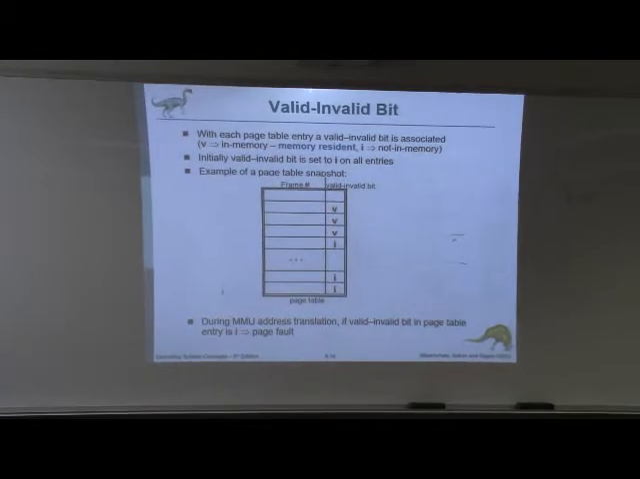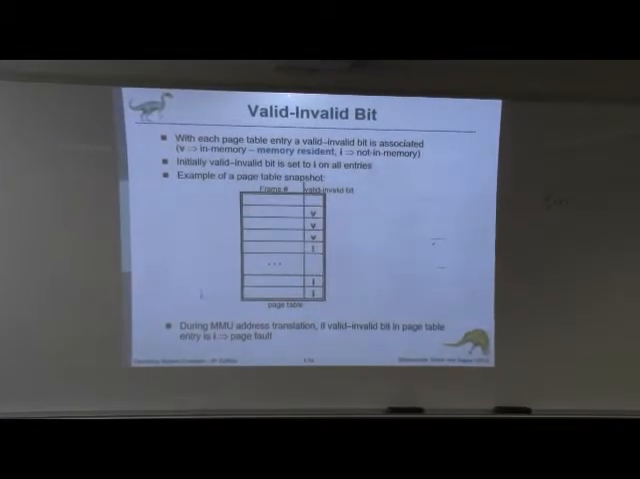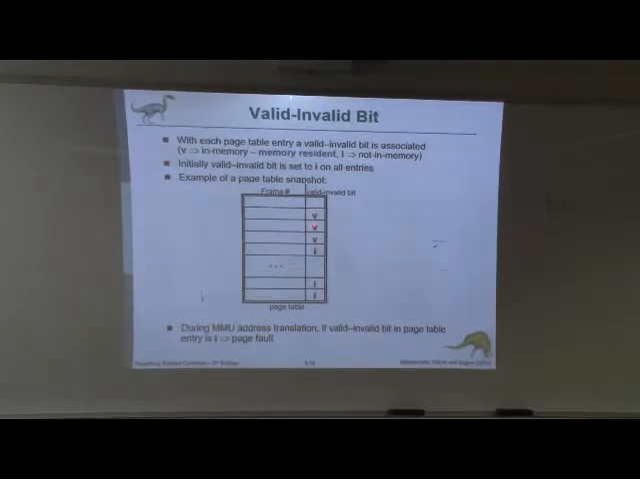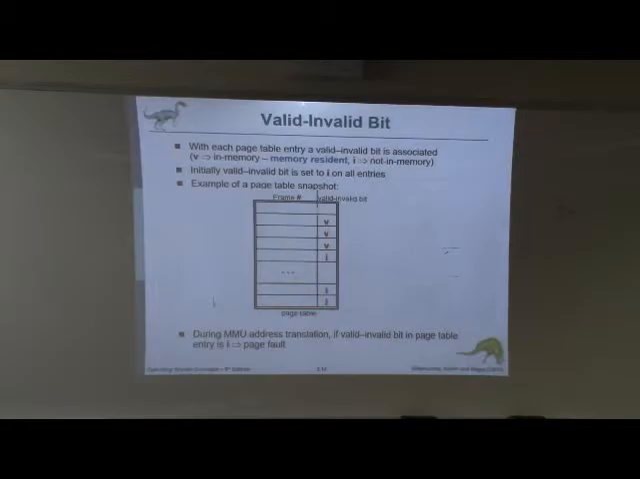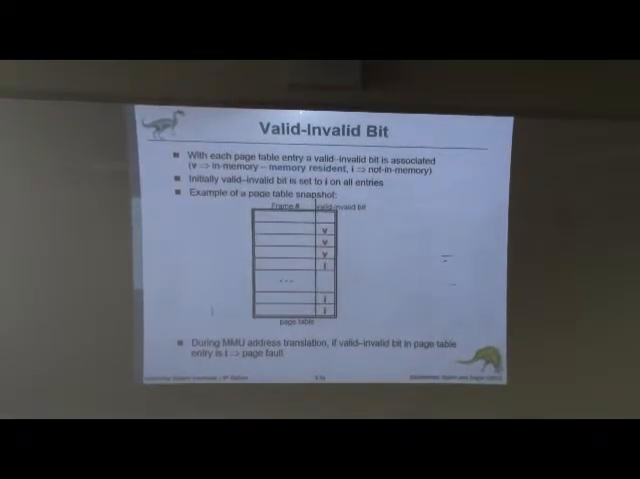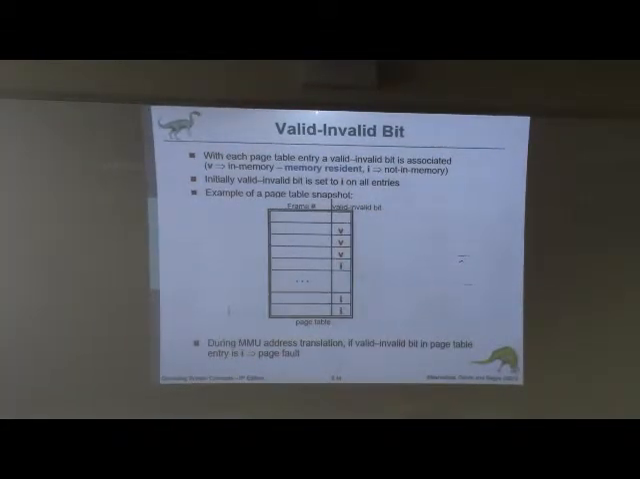So this is the page table with the valid and invalid bit. Valid means it was used for the protection. In this case, valid means it is memory resident. Invalid means it's not in the memory, so you need to page it in.